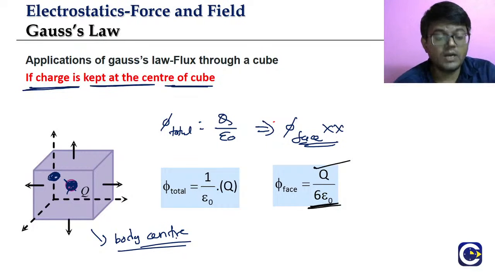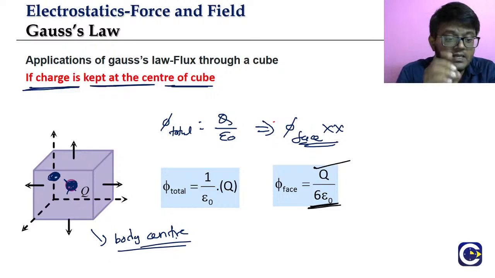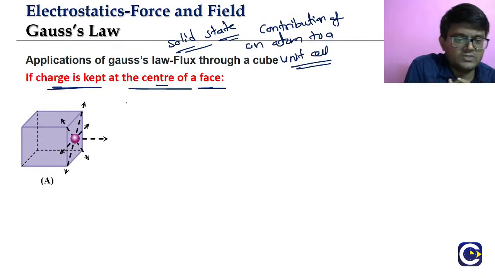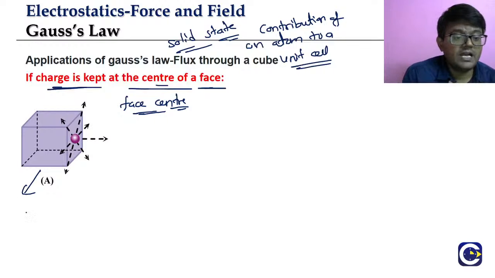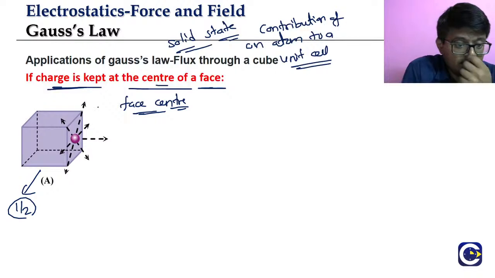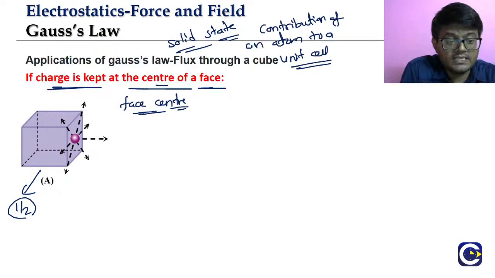Okay, so what you will be learning in solid state is, if an atom is at the body center, that atom will be belonging only to that particular unit cell. So we will calculate that atom fully for that particular unit cell. If we keep it at the center of the face, we will call it face center. In this, the contribution will be half. So now look, if you put the charge at the face center, what is the contribution to one unit cell? Half.